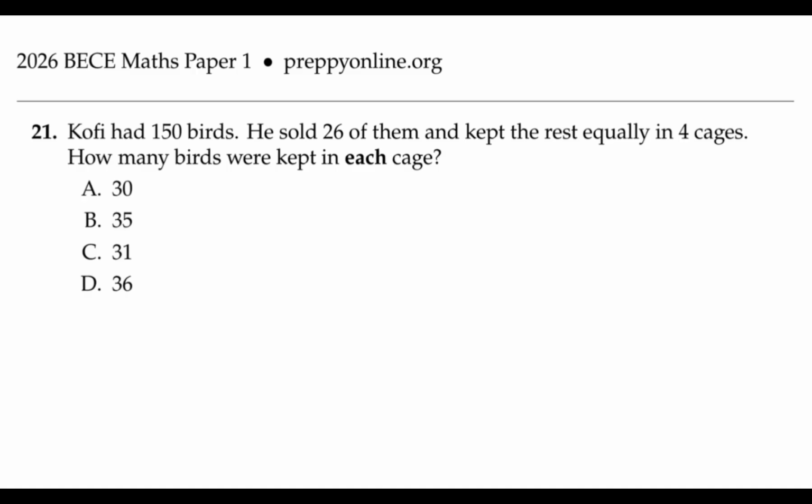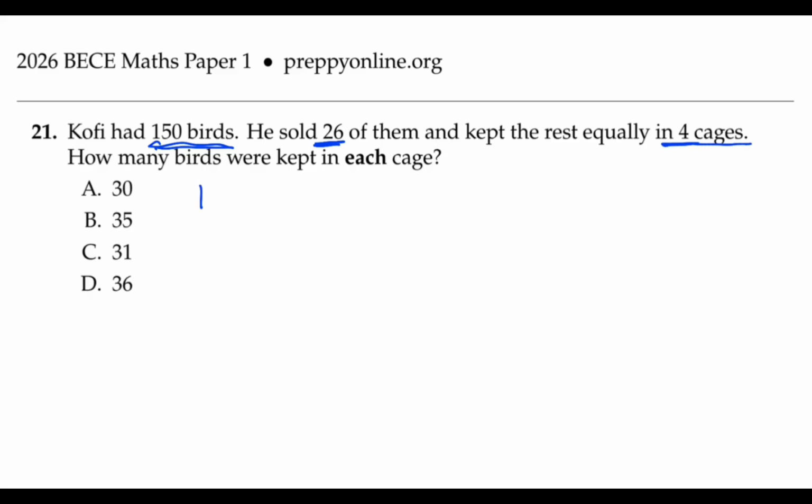Question 21. Kofi had 150 birds. He sold 26 of them and kept the rest equally in 4 cages. How many birds were kept in each cage? So we are told that Kofi had 150 birds. He sold 26 of them, and then the rest were kept equally in 4 cages.